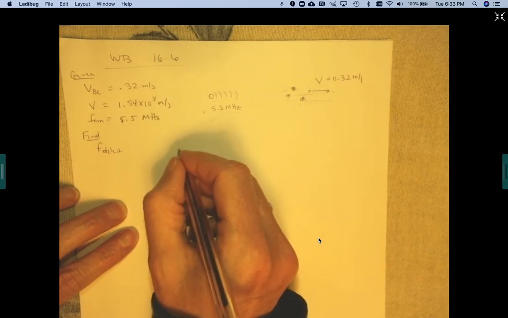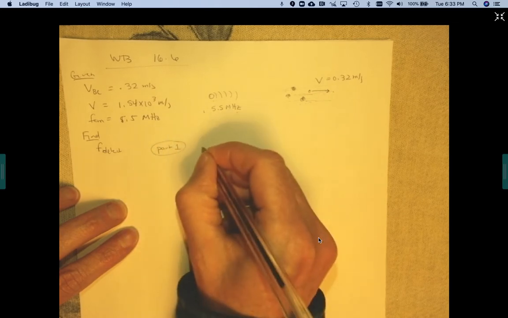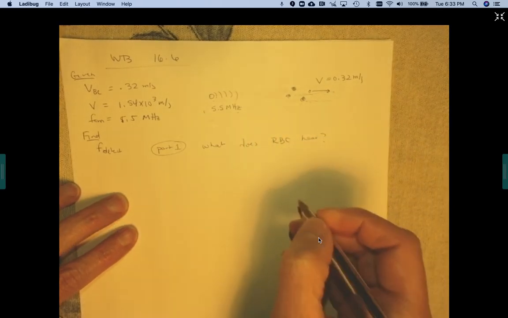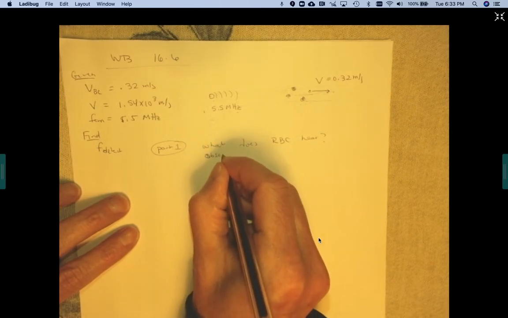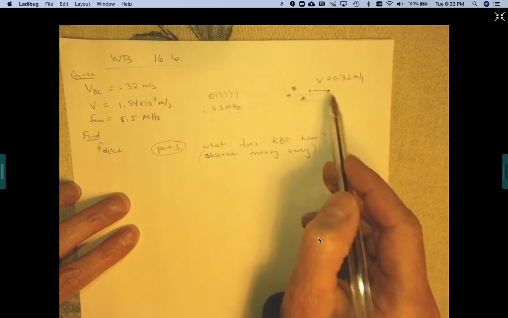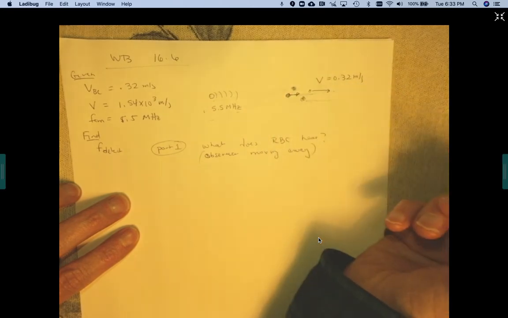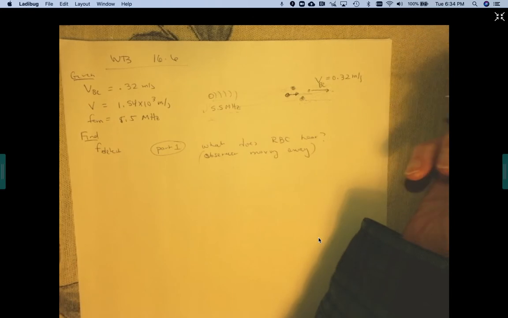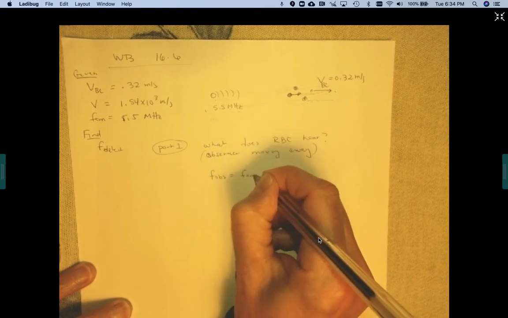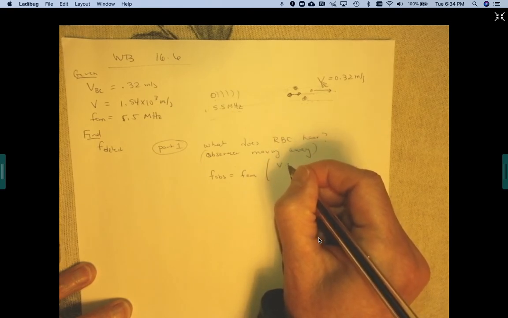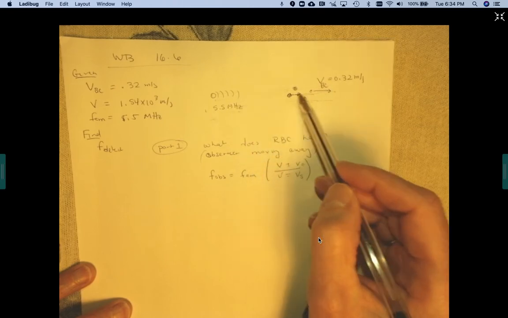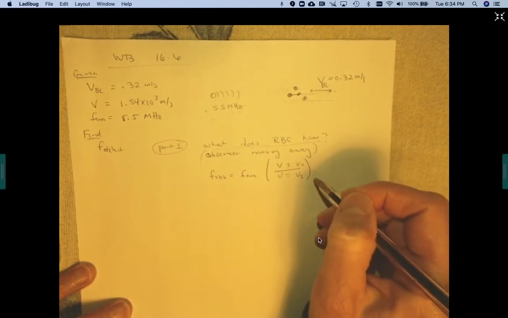So part one: what does a red blood cell hear? In this case, we have an observer moving away. So we have the ultrasound staying still, and the first red blood cell moving away with some speed. Our Doppler shift formula tells me that my observed frequency is my emitted frequency times the speed of sound plus or minus the speed of the observer, over the speed of sound minus or plus the speed of the source. In this first part, my source is not moving, but my observer is, because we're asking what the red blood cell hears if it had ears.